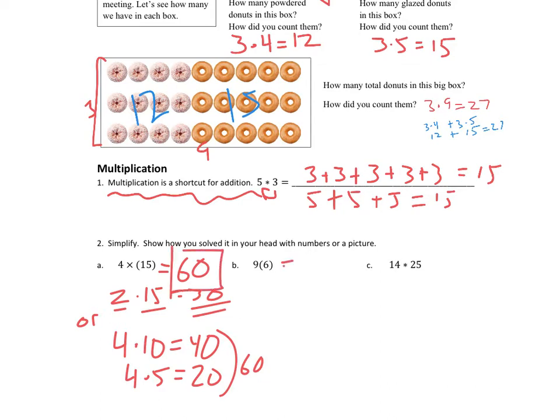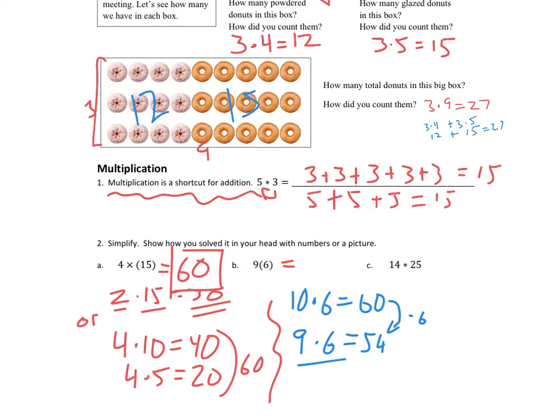9 times 6, well, that's probably one that we just memorized, right? But here's a way to think about that. If we have 9 6s, well, do you know what 10 times 6 is? That's 60. So 9 6s should be 6 less than that, right? A good way, by the way, to multiply 9s is to think about 10 times that number, and then subtract one of those numbers. So, all right, 54.